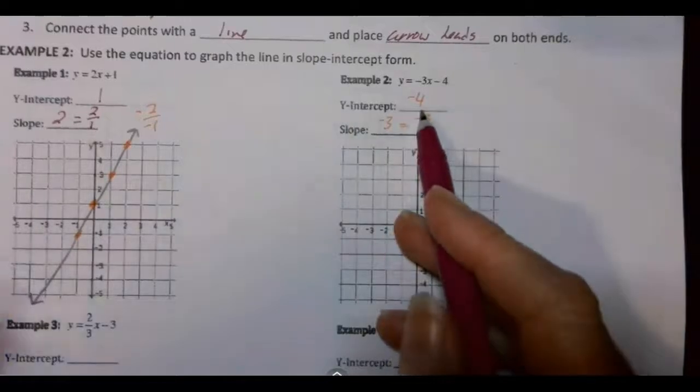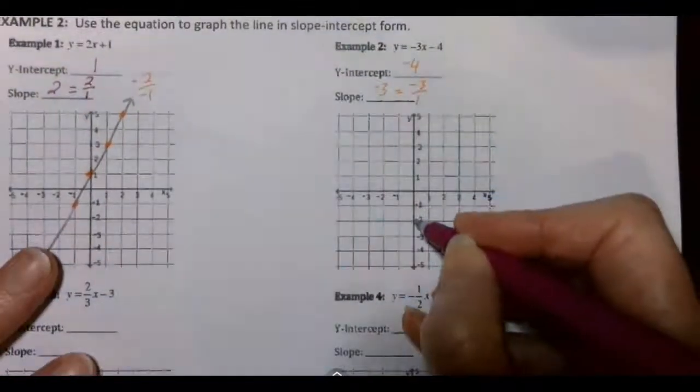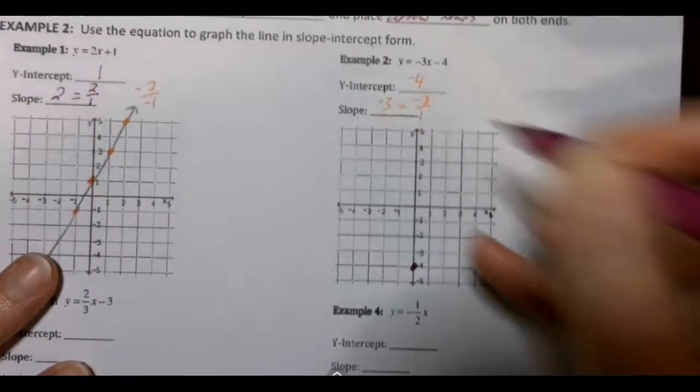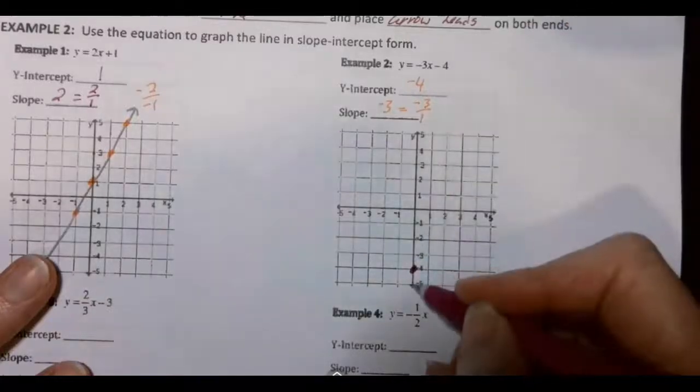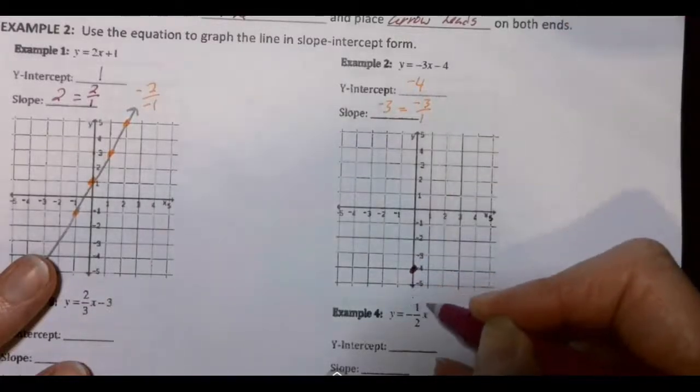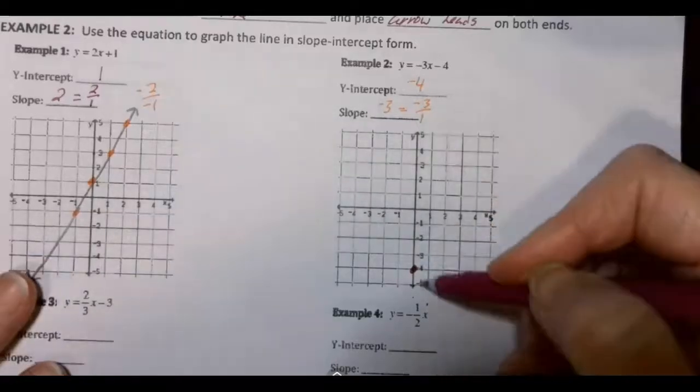Okay, so I begin with my y-intercept. 1, 2, 3, 4. And then I'm going to use my slope. Well, here I'm going to go down 3. If I go down 3, I'm off the grid. I would be over here approximately. Okay? But that kind of gets a little confusing.